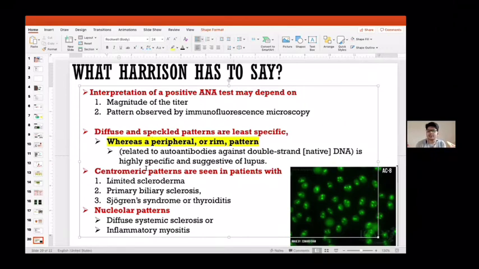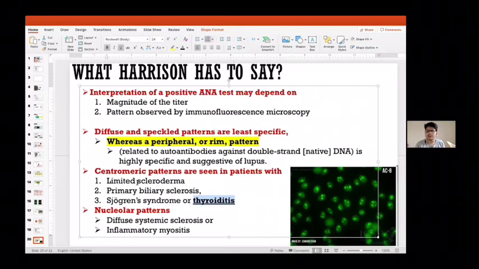Okay. Now, centromeric pattern can be seen in limited scleroderma, or the other name we told, CREST syndrome, primary biliary sclerosis, and Sjogren syndrome, or thyroiditis. Okay. Now, this is something very interesting to remember. See, thyroiditis is also an autoimmune disease. Okay. So there the possibility is very high to have this centromeric pattern.